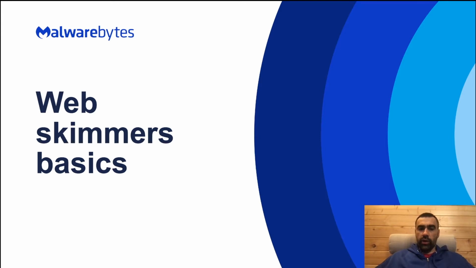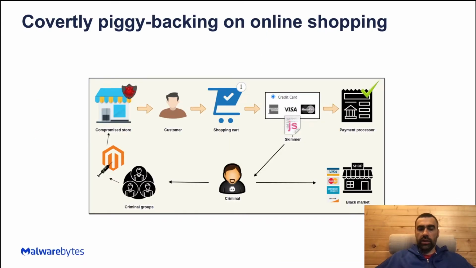So let's talk about web skimmers and how that works. It starts from a store, an online store, that has been compromised. There's various ways to compromise a store. We won't go into the details, but essentially that store is either loading malicious code externally or has malicious code that's embedded directly into its pages.